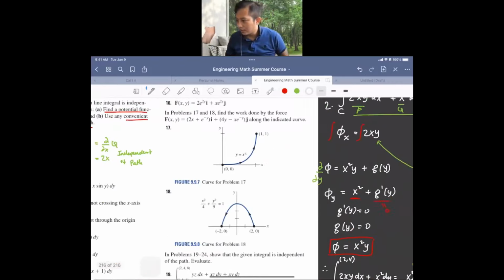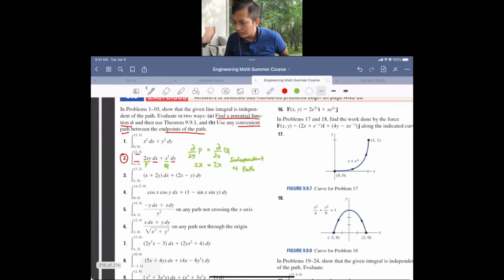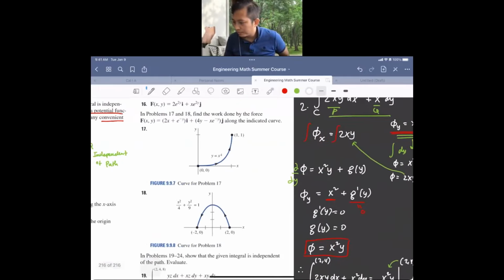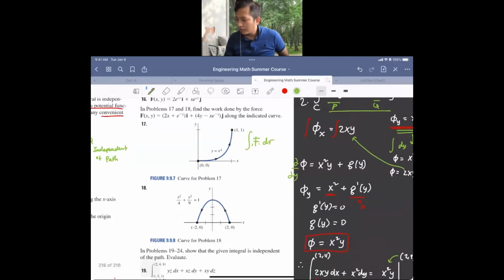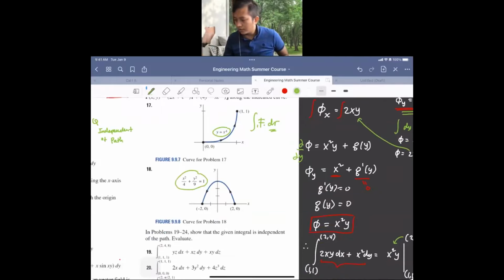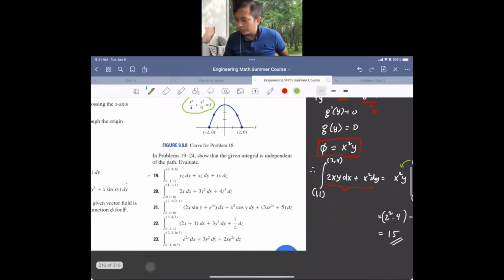Okay, so number 11 to 16, I think it should be fine. It's the same as 1 to 10. Now 11, 17, 18. It's the same problem as the previous one, 9.8, work done by the force. So you are going to evaluate F dot dr. And how to find the dr? You find it through here. It's already given x equal 4 for y, and it's also given this. Okay, I think we can start 19 to 23.